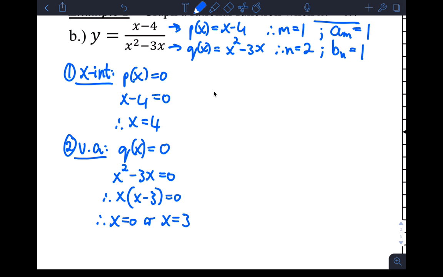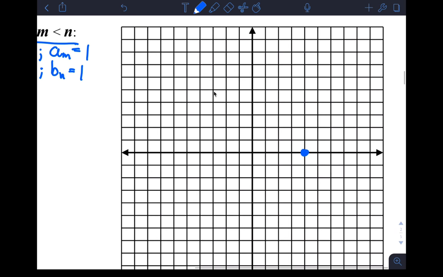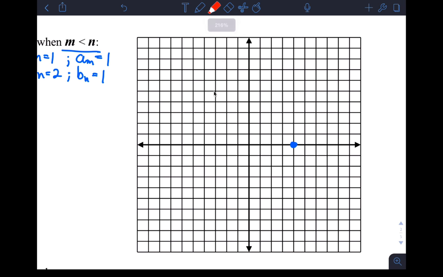So these are my two vertical asymptotes. This was my x-intercept. These are my two vertical asymptotes. X equals 0, x equals 3. So on your graph, just go ahead and graph that right away as you find them, okay? So x equals 0, I'm going to graph it right here. And then x equals 3 right here.